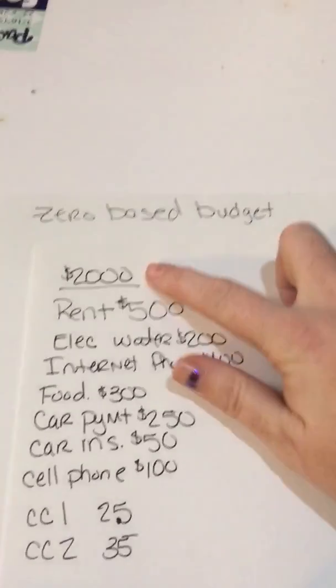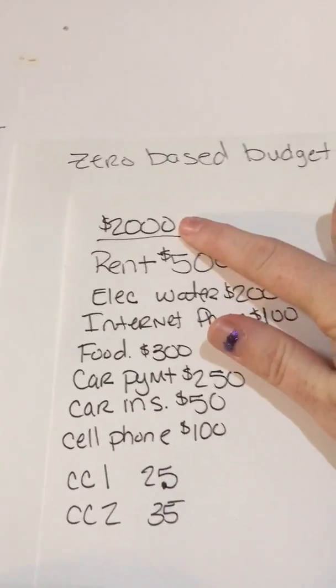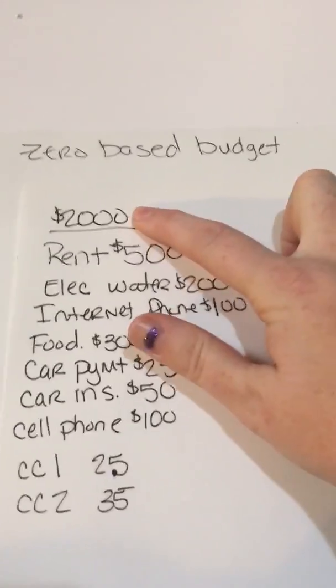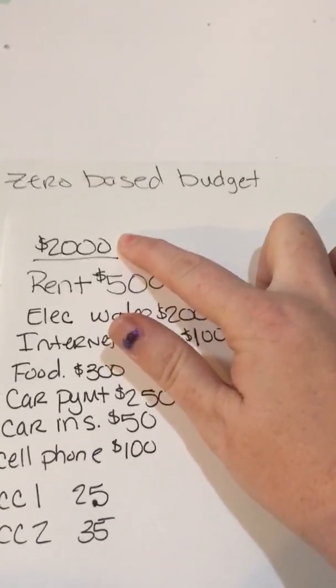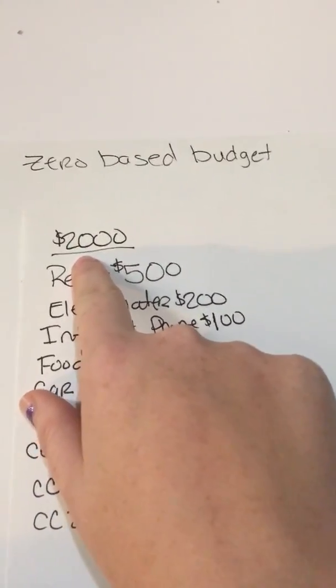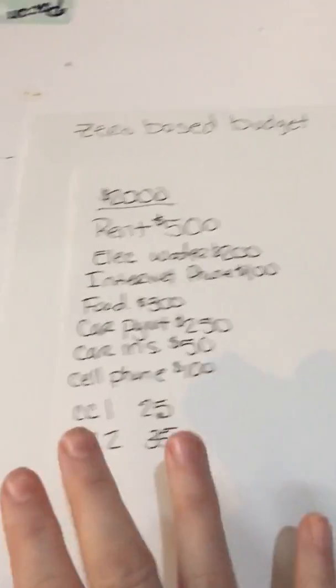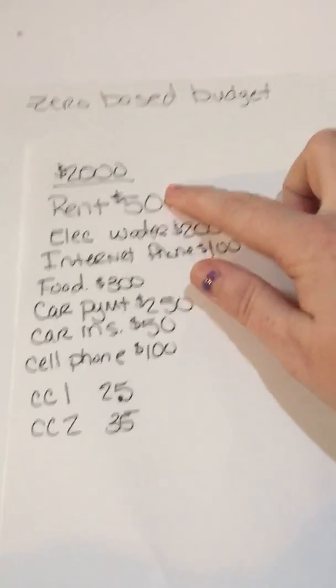So for our purposes, we're just going to have a nice, easy budget here. $2,000 is our income, just an easy number. Now that's going to be our below average income. So if we make $2,100 a month, we're going to budget our $2,000, and then the extra $100, when we get it, we can apply it elsewhere, whatever you're working on.